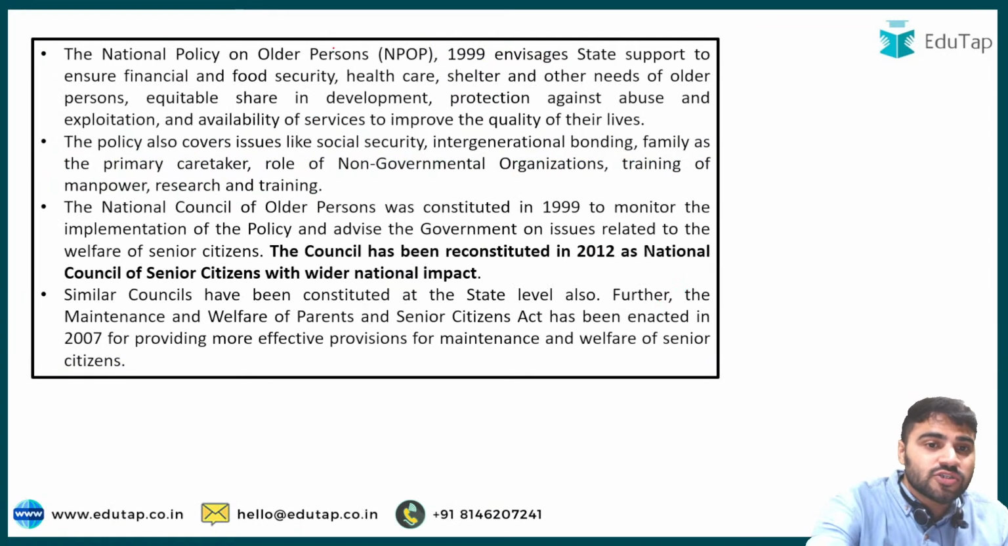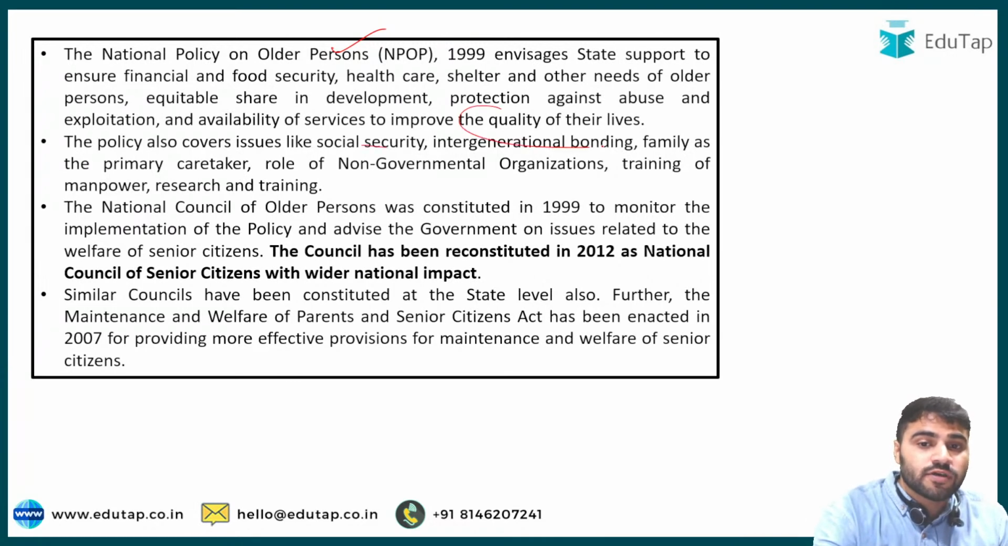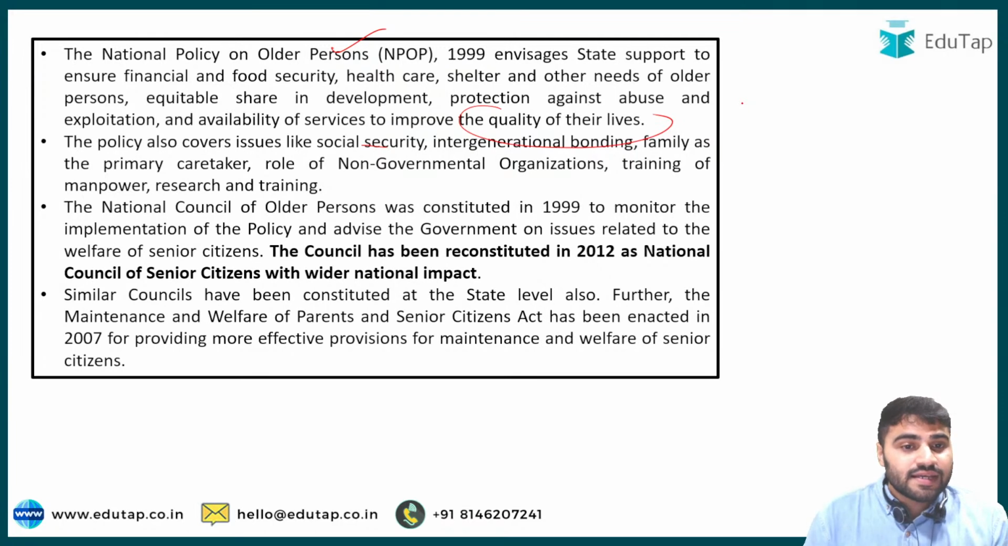So the national policy on older persons 1999 envisages state support to ensure financial and food security, health care, shelter and other needs of older persons, equitable share in development, protection against abuse and exploitation, and availability of service to improve the quality of their lives. The policy also covers issues like social security and intergenerational bonding, family as the primary caretaker, role of NGOs, training of manpower, research and training, right?